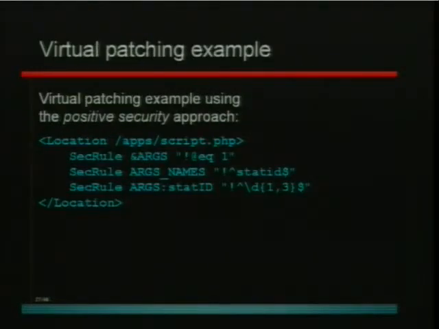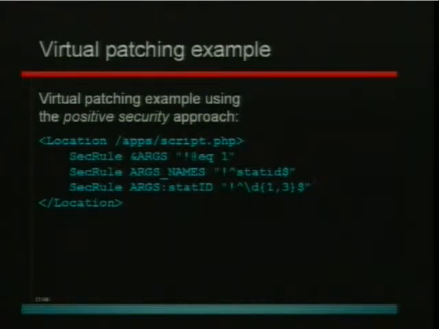Okay, virtual patching. I mentioned virtual patching is a very good use case, and this example shows you how easy it is to actually perform virtual patching. Let's suppose that we have isolated a vulnerability in the script called apps/script.php, and we want to basically lock this script down. We want to use a positive security model. A positive security model is where you only verify that all the inbound data is safe and is known to be good, and you're not trying to detect any attacks. You don't care. If the data is good, you pass it through.